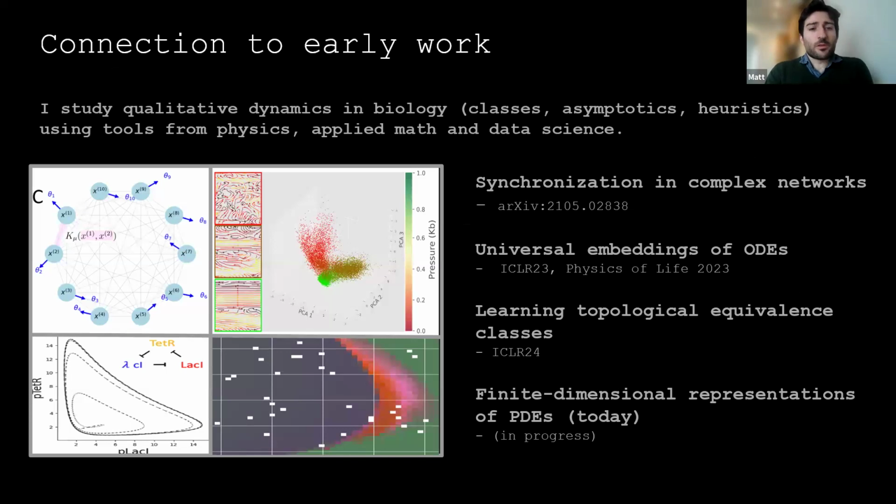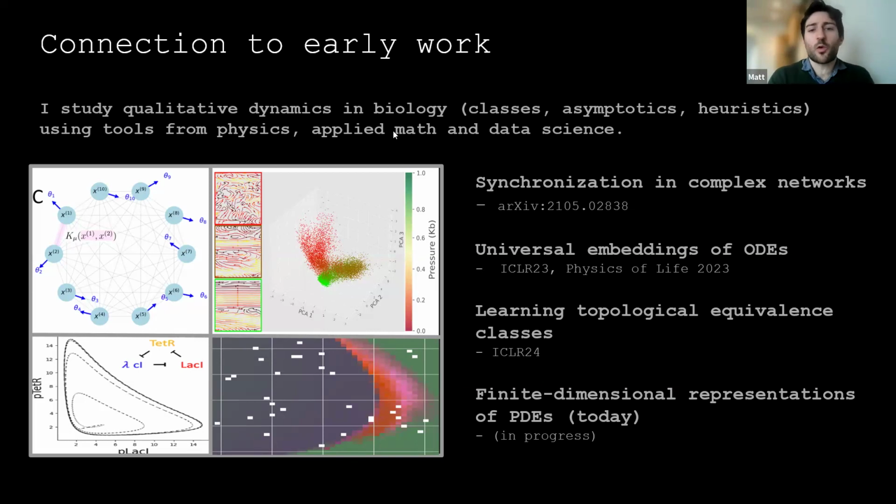In general, this is my bread and butter. This is what I care about in my scientific work, because I'm interested in qualitative dynamics in biology. So I'm interested in things like equivalence classes of dynamical states in biology, asymptotics, regularity, heuristics. And I'm interested in pursuing those subjects using tools from physics, applied math, which is my background, and more data science, which is having a pervasive effect on the physical sciences.